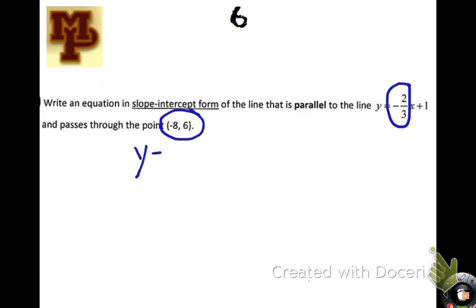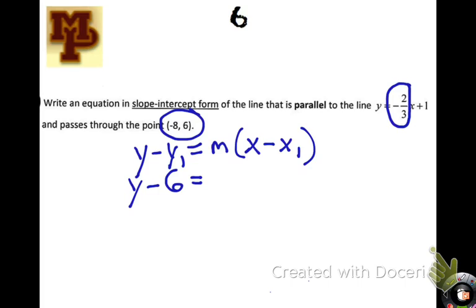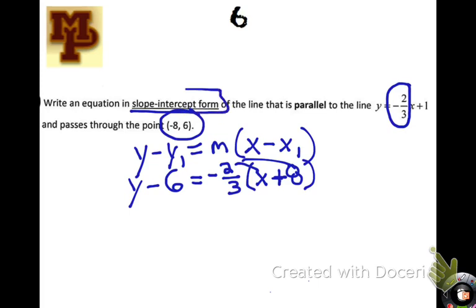The point slope form is y minus y sub 1 equals the slope, and then x minus x sub 1. So we're going to go y minus the 6 equals the slope, which is negative 2/3, and x minus the negative 8. Because that's a negative negative, that's going to be plus 8. And then we're going to distribute, because we're going to try to get it into slope-intercept form, which is y equals mx plus b.